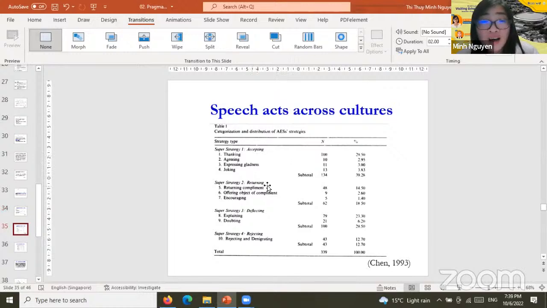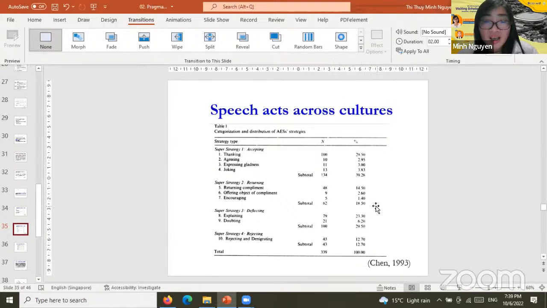They may also return the compliment. So accepting means thanking, agreeing with the compliment, expressing gladness, or joking. Returning the compliment, so, oh yeah, I like your sweater too. Oh, I like your haircut too. Oh, you did an amazing job too, right? So returning the compliment, offering the object of the compliment. You want a piece of it, right? Or encouraging, right?